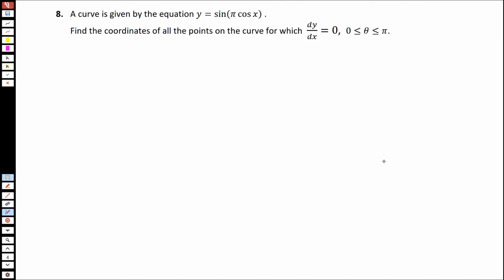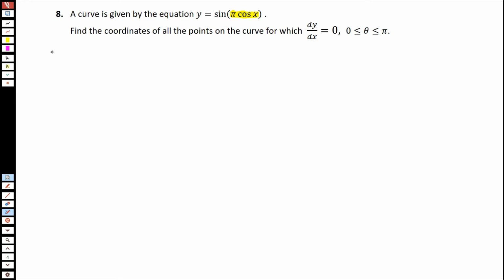In number 8, we have a curve which is given by this function, and we are required to find the coordinates of all points on the curve for which dy over dx is equal to 0. Now here again, if you notice, we have a function inside another function. So what you're going to do here is apply the chain rule.